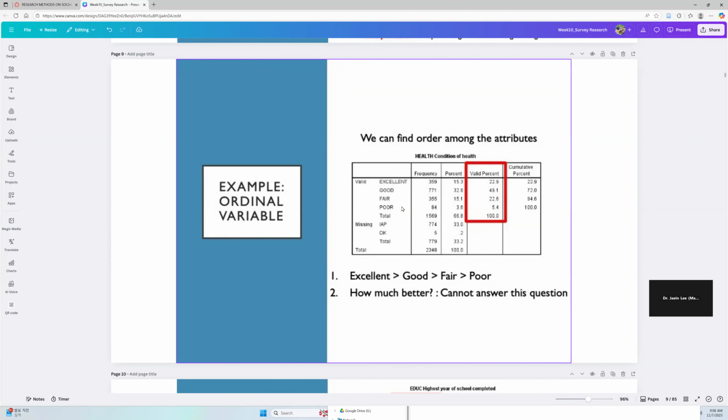So we are not sure how much good or how good their health is, but we can know that, anyway, excellent is better than good, good is better than fair, and fair is better than poor.